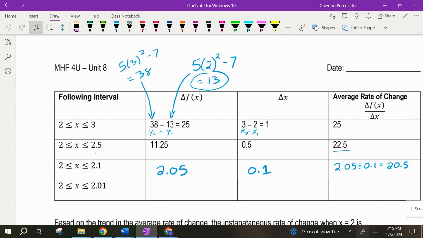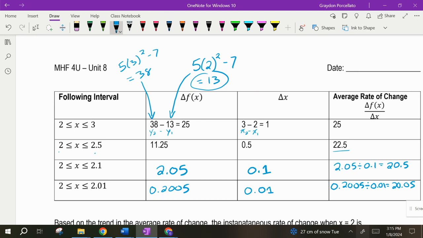Calculating again, making my x coordinates even closer, my interval even closer, if I determine my change in f of x, I get 0.2005. My change in x is 0.01. If I divide 0.2005 by 0.01, I get 20.05.